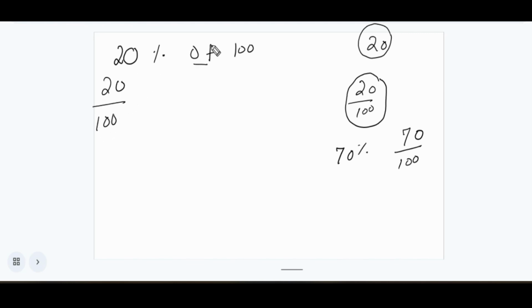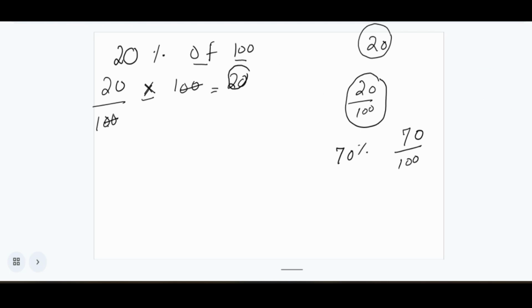This "of" always means multiplication, and 100 is written as it is. So you know that there is a multiplication sign in between, and the denominator and numerator can be simplified with each other. For example, these two zeros can be cancelled out with these two zeros and we will be left with 20. So if you say 20% of 100, your answer will be equal to 20.